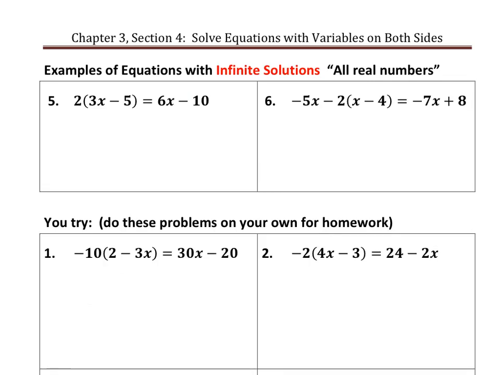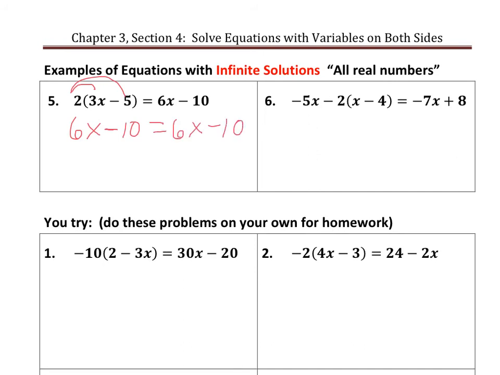Let's take a look at a situation that is possible where we have actually an infinite number of solutions. We call that all real numbers. When we solve a situation like this, we say that the variable equals all real numbers. It has an infinite number of solutions. All right, so let's take a look at example 5. First, let's get rid of these parentheses with the distributive property. 2 times 3x is 6x. 2 times 5 is 10, so we're going to subtract 10 here, equals 6x minus 10.